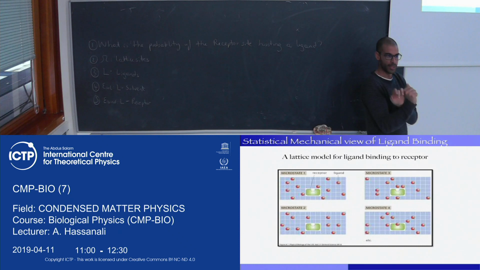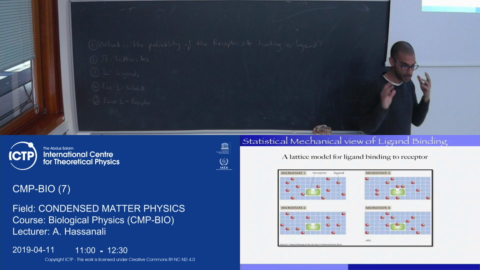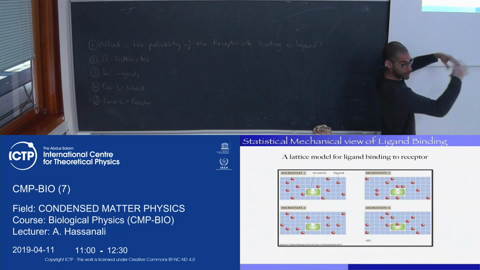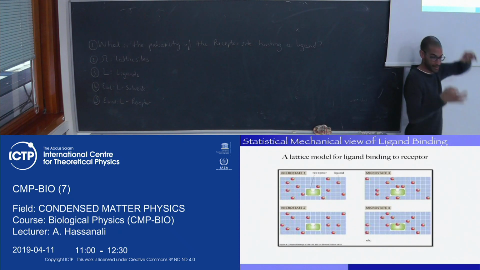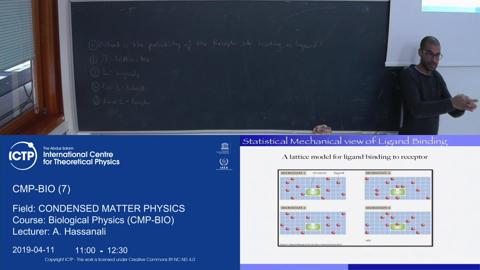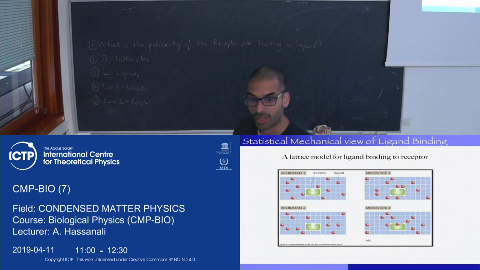Two things. One is I need to define the partition function of my system. The partition function will be the sum of all microstates where the ligand is not in the receptor site, plus the sum of all microstates where the ligand is in the receptor site. What you described is the combinatorial part of it, but then I need to put in the Boltzmann weight.